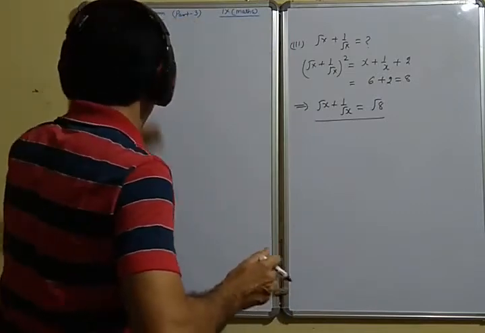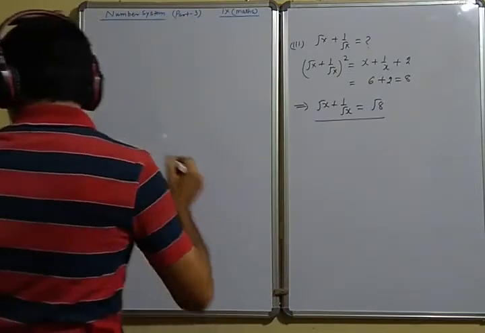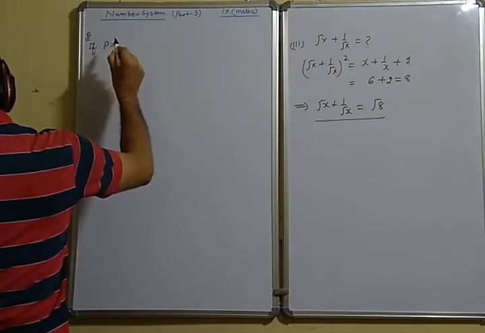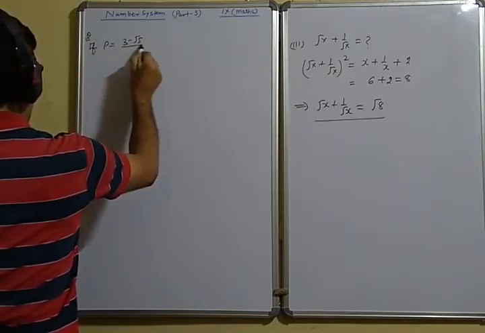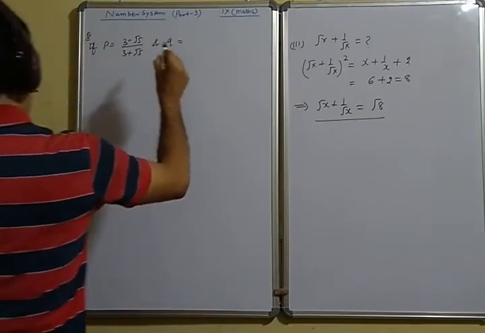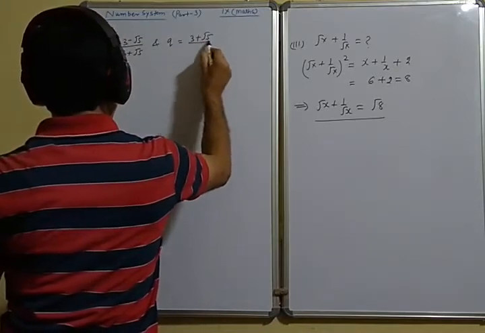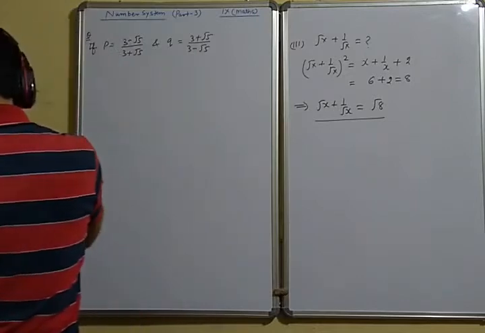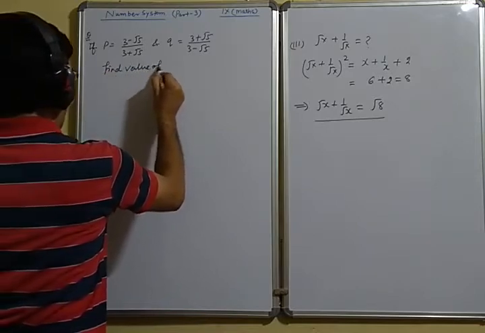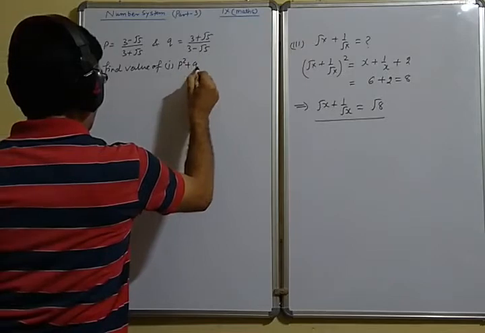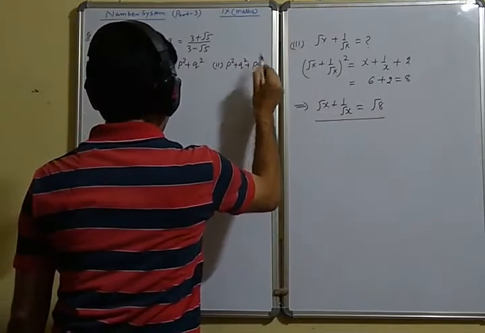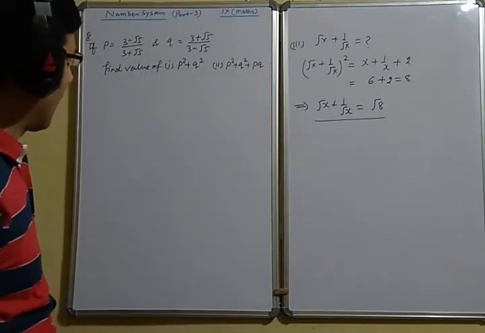The next question is, if p is equal to 3 minus root 5 upon 3 plus root 5 and q is equal to 3 plus root 5 upon 3 minus root 5, find the value of first p square plus q square, and second part p square plus q square plus pq. Now this question is again the same type of question.